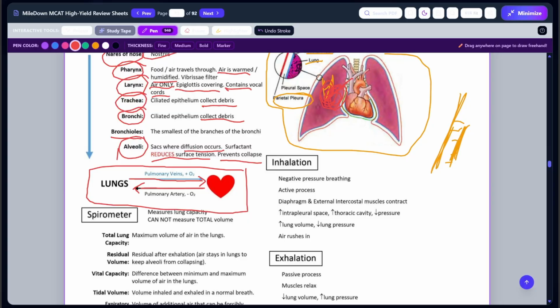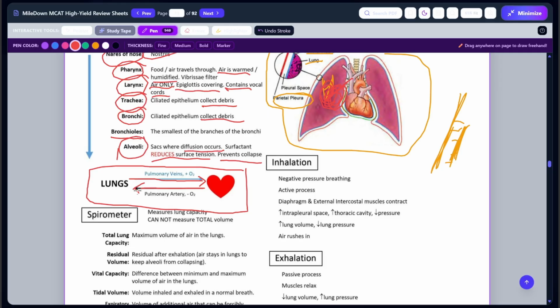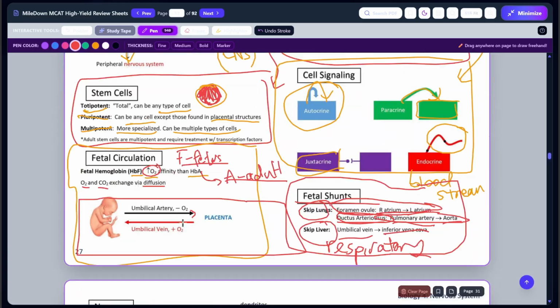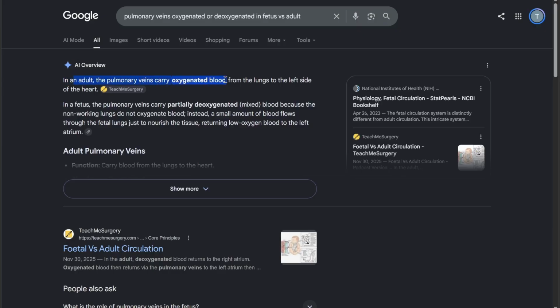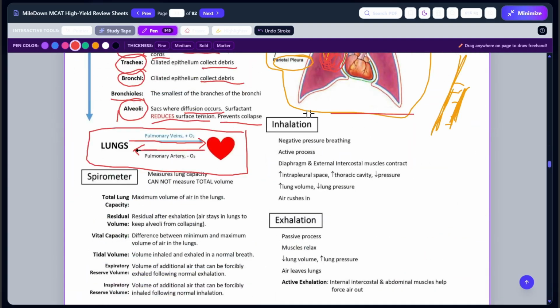I'm going to make sure that's all correct. Right, so your pulmonary vein carries oxygenated blood, and your arteries carry deoxygenated. But notice how, going back, the umbilical vein is oxygenated and the umbilical artery is deoxygenated. In an adult, the pulmonary veins carry oxygenated blood from the lungs to the left side of the heart. In a fetus, the pulmonary veins carry partially deoxygenated mixed blood because the non-working lungs do not oxygenate blood. Instead, a small amount of blood flows through the fetal lungs just to nourish tissue, returning low oxygen blood to the left atrium.